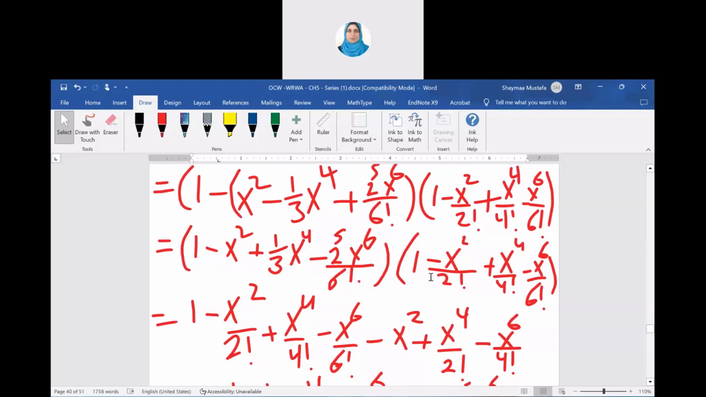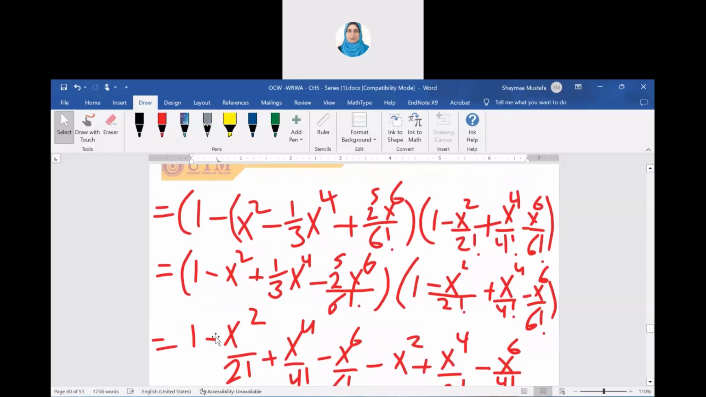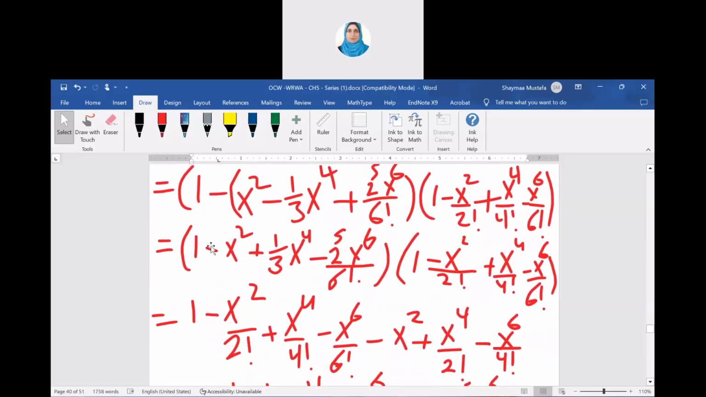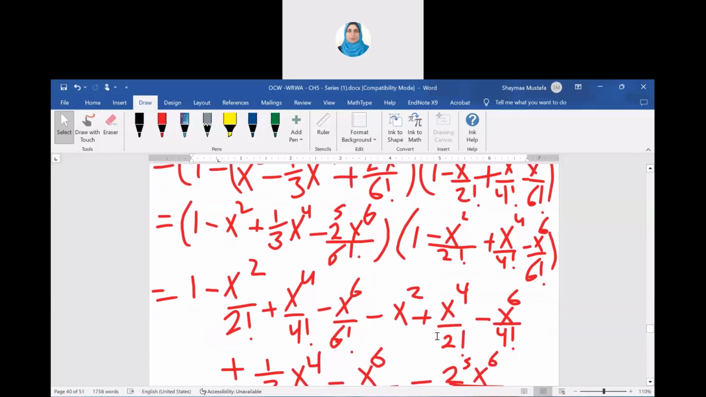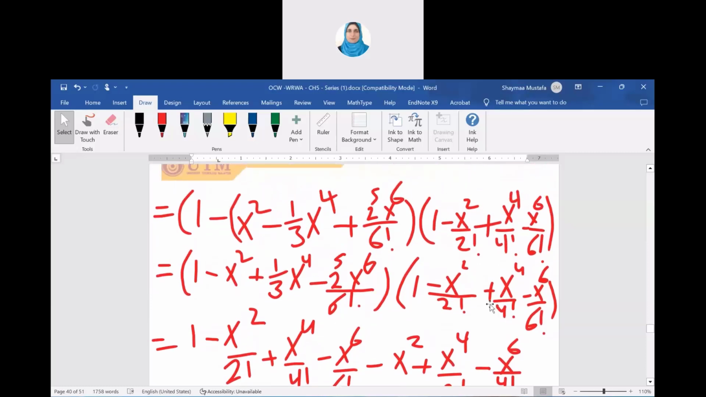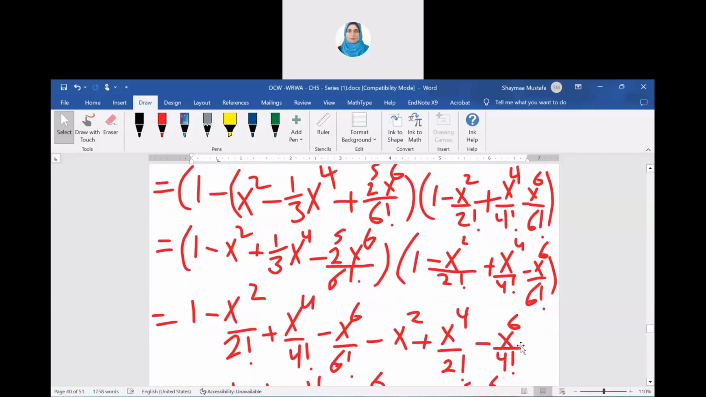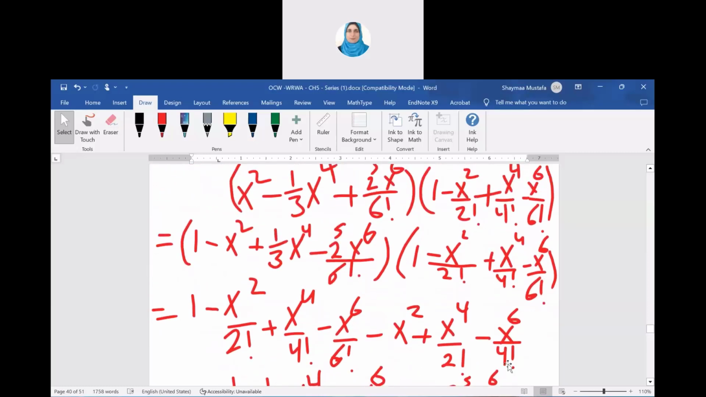First, we multiply 1 by the four terms here. So we have 1 minus x squared over 2 factorial plus x to the power 4 over 4 factorial minus x to the power 6 over 6 factorial. Then we multiply minus x squared. Minus x squared times minus x squared over 2 factorial is x to the power 4 over 2 factorial. Then minus x squared multiplied by x to the power 4 over 4 factorial is minus x to the power 6 over 4 factorial.